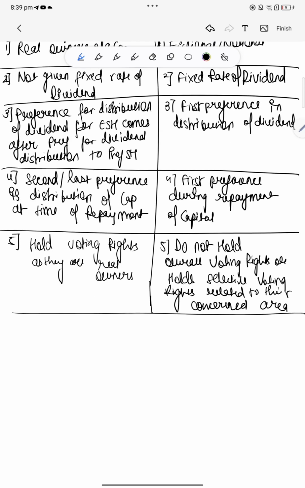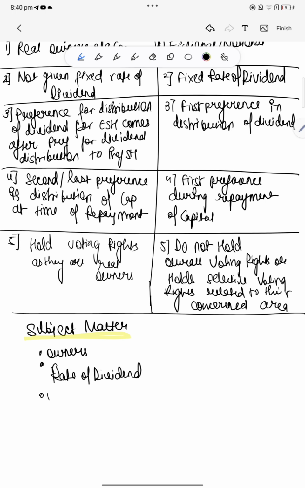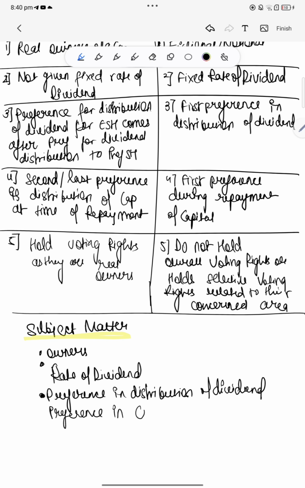The subject matter, if I say all together, which I've considered in this distinction: first, owner's point of view, rate of dividend, preference in distribution of dividend, preference in capital repayment, and the last concerned area is voting rights.